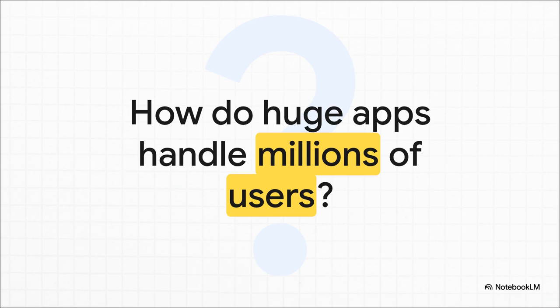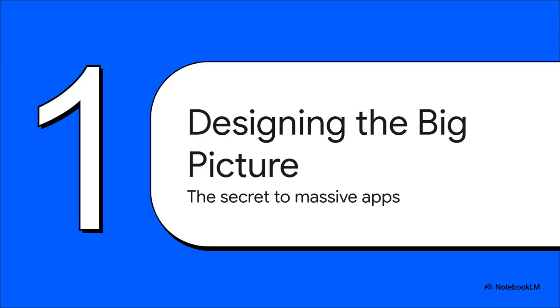You open up Instagram, scroll through hundreds of photos, watch a movie on Netflix, call an Uber, and it all just works. It's seamless. But behind that incredibly simple experience is a massive engineering puzzle. So, seriously, how do they pull it off? Well, the secret isn't just about writing more code or buying faster computers. Nope, the secret has a name, and that name is system design.